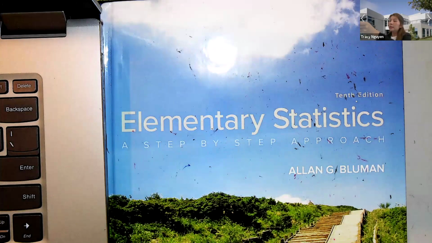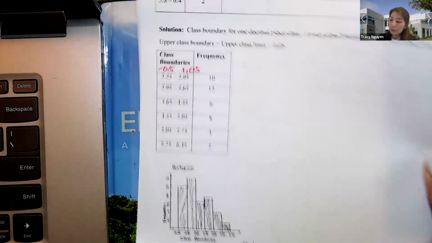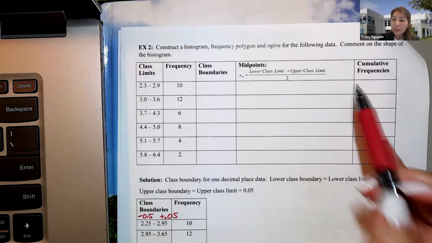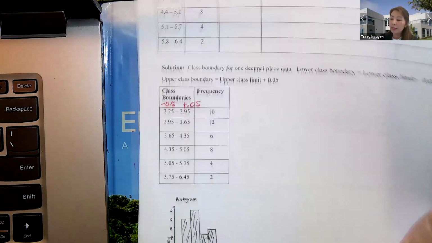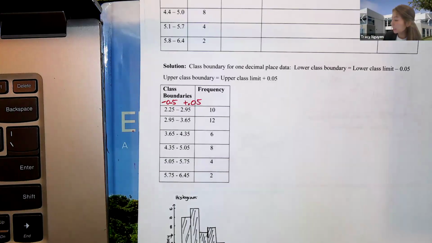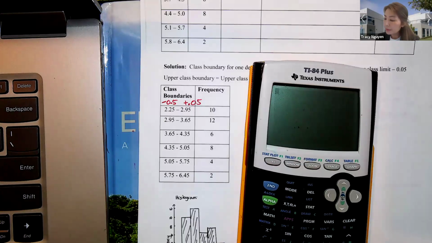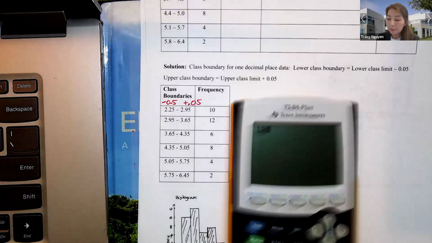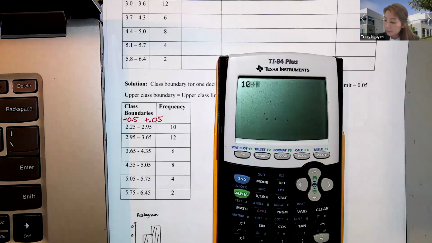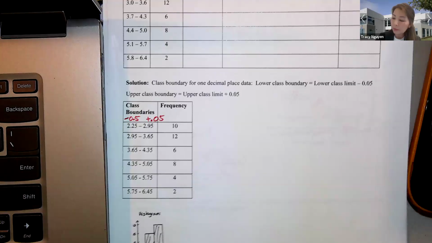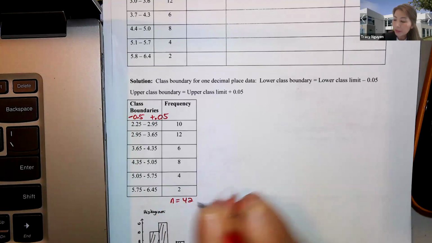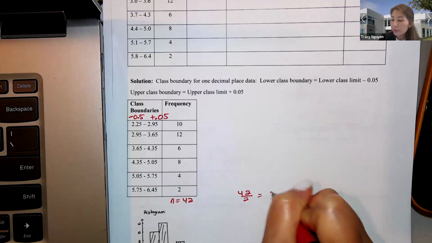So now, let's take a look at the histogram for the second example. I wanted to focus on commenting on the shape of the histogram. When we add up all the frequencies, let me share my calculator, 10, 12, 6, 8, 4, and 2, here we have a total of 42. So our n value is equal to 42. You take 42 divided by 2, which gives you 21.